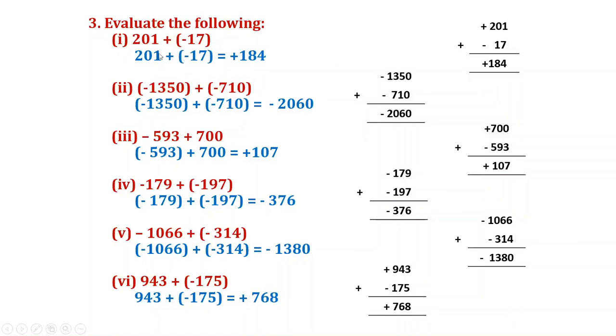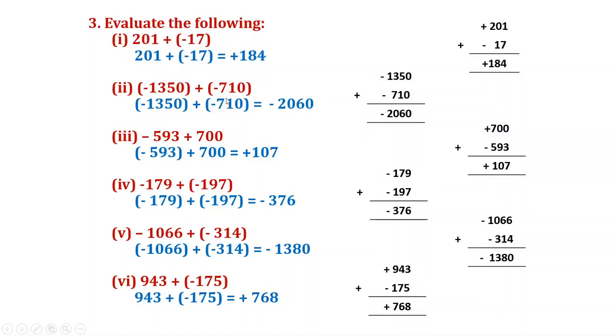So here you are adding, because this is a plus sign, two numbers which are having different signs. This is plus 201, this is minus 17. So addition of two integers which are having different signs means subtract the smaller number from the bigger number, which is here 201 minus 17, which is plus 184. Why are you writing plus here? Because the sign which is in front of the bigger number is plus here, plus 184. So the second problem is minus 1350 plus of minus 710.